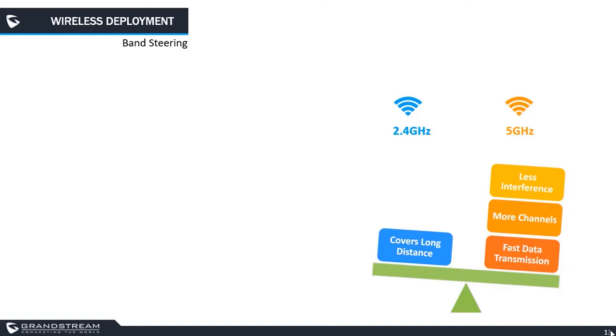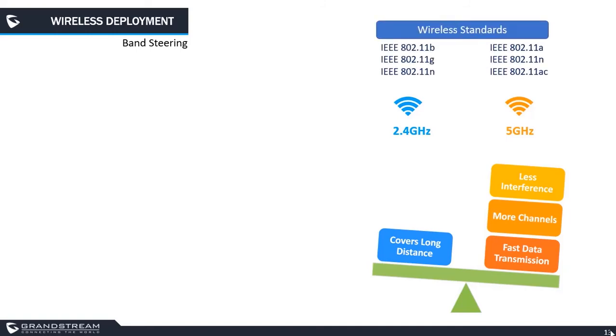Another factor is the number of users that will be supported by the access points. In a high density Wi-Fi environment with a large number of wireless clients, I would say between 25 and 35 within a small area, it is always recommended to prioritize 5 gigahertz, because 5 gigahertz offers more channels than 2.4 gigahertz, which prevents interference while keeping the transmission speed high.